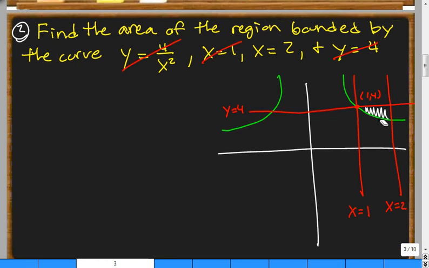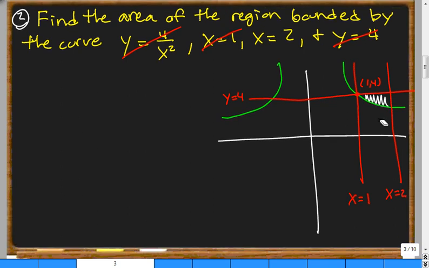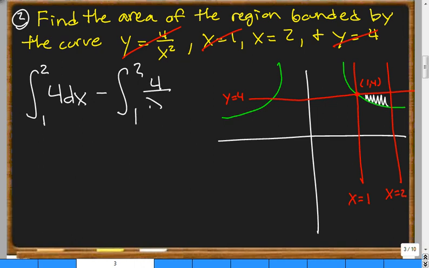So when we set up our definite integral, we're integrating from 1 to 2. First we're integrating 4, y equals 4, and then we're subtracting away the integral from 1 to 2 of 4 over x squared, which is the same thing as putting them both together.